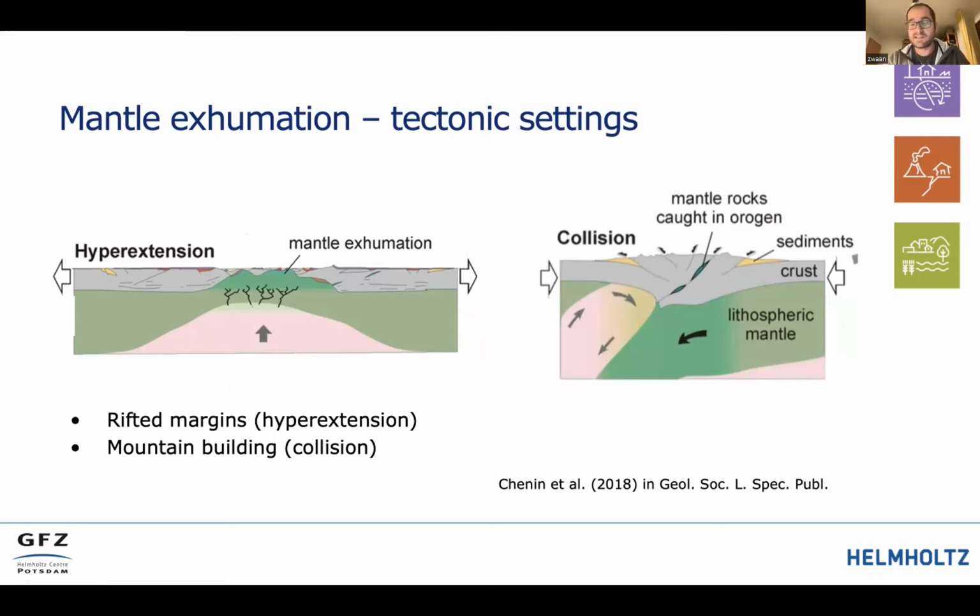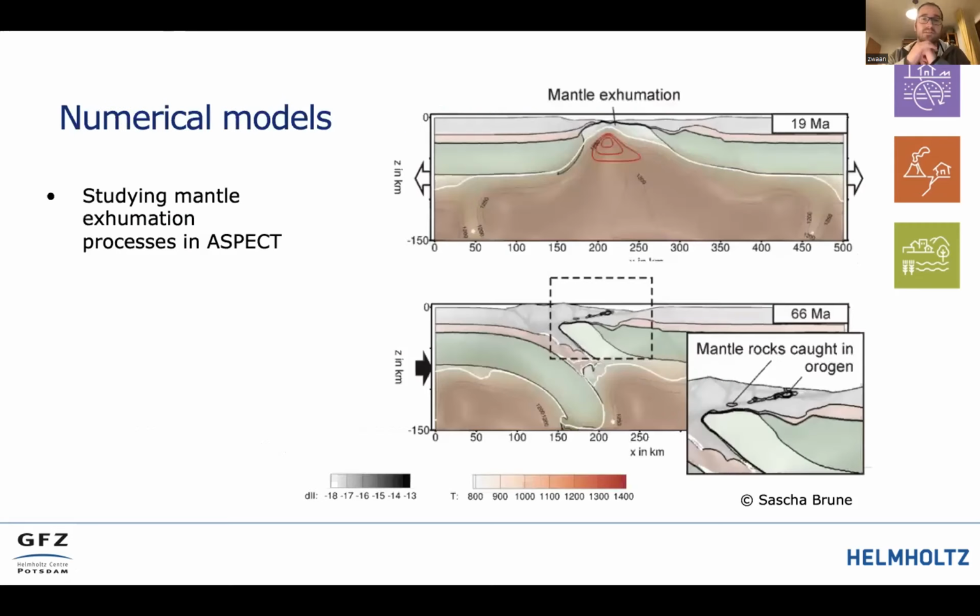Another way would be in a collisional system where you close maybe an ocean, a system like this, where then pieces of mantle are caught in the orogen and pushed up to the surface. And this is important for various reasons, not only for understanding tectonics, but also because we would like to apply this for mineral resources and natural resources. So where mantle is at the surface, it's an interesting place to look for these.